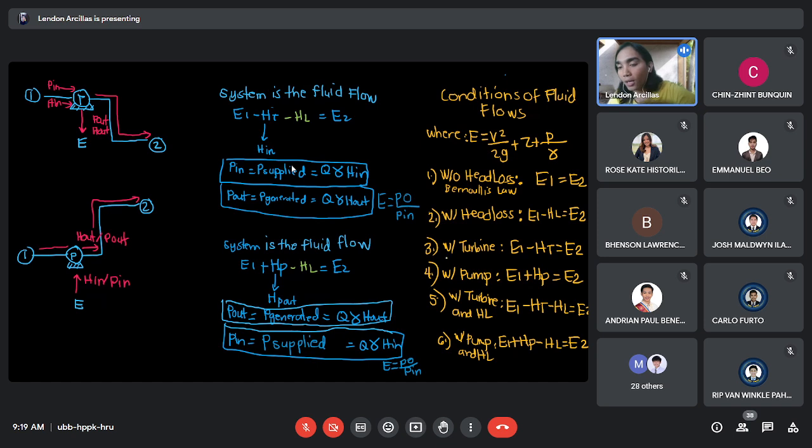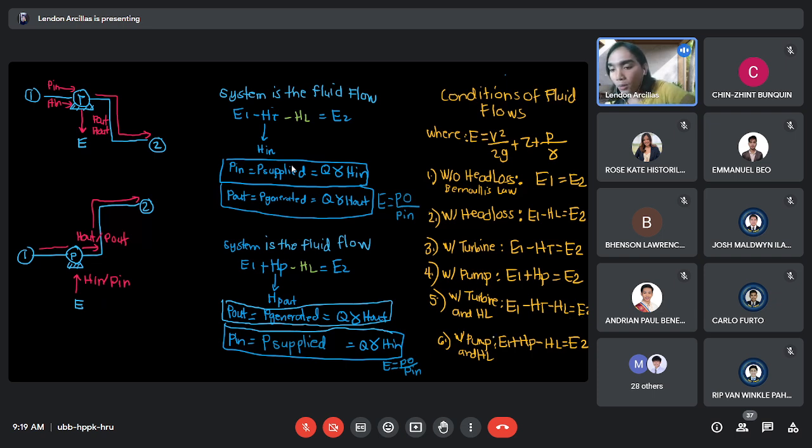Again, third case is when we insert a turbine na wala pang head loss. Isasubtract natin yung turbine dahil ang turbine is nagko-convert ng energy from the water flow papunta sa electrical energy. Kaya E1 minus HT equal to E2. Pag pump naman na walang friction or walang head loss, that is E1 plus HP equal to E2. And pag kino-considered na natin yung head loss with a turbine, then E1 minus HT minus HL is equal to E2.